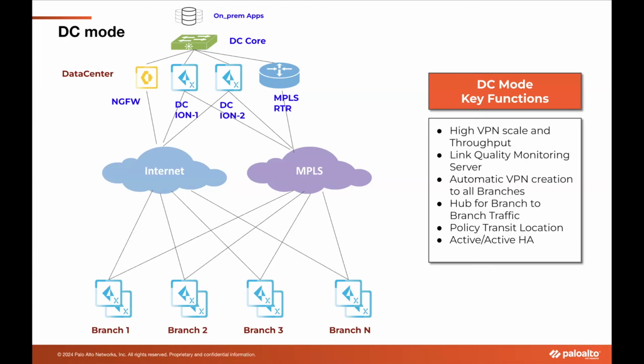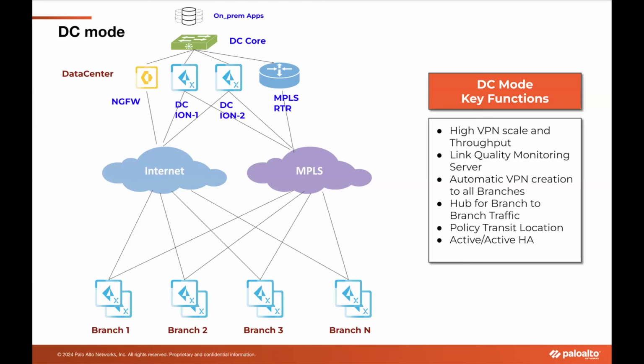One was data center mode. And some key functions of data center mode were as follows. You have really high VPN scale and throughput, supporting as many as 1,500 to 2,000 branch sites per cluster. And then we have scale out capabilities as well to scale out to tens of thousands of branch sites.